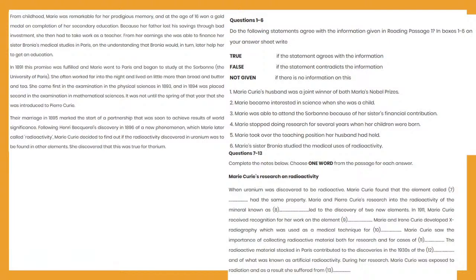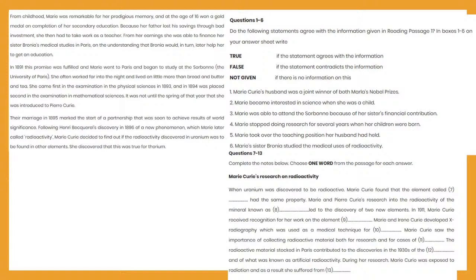They met in 1893, 94, and they got married in 1895. Their marriage in 1895 marked the start of a partnership that was soon to achieve results of world significance. Following Henri Becquerel's discovery in 1896 of a new phenomenon, which Marie later called radioactivity, Marie Curie decided to find out whether the radioactivity discovered in uranium was to be found in other elements. She discovered that this was true for thorium. There was an element called thorium which had the same radioactive properties like what?